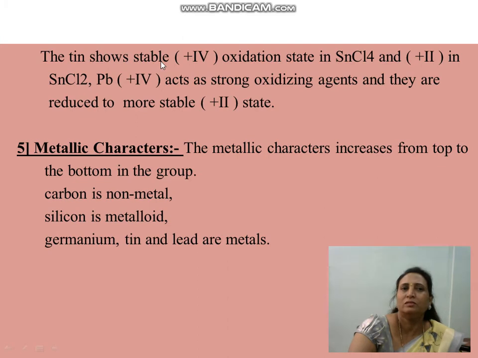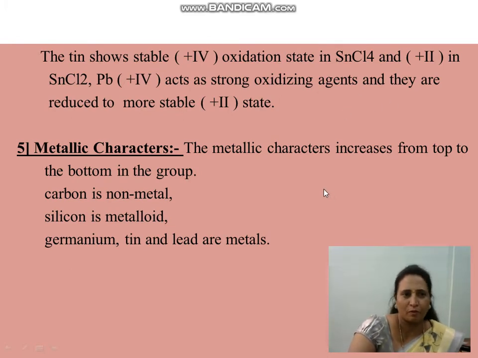Tin shows stable +4 oxidation state within the compound SnCl4 and +2 in SnCl2, whereas Pb shows +4 oxidation state, stable one, and these are acting as a strong oxidizing agent.